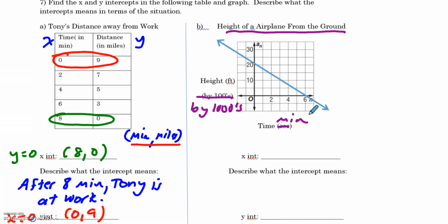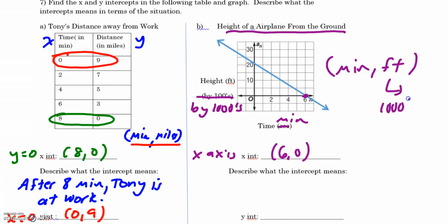So in this context, if I thought about what my x-intercept is along the x-axis, the only time this line hits the x-axis is here at 6, 0. And so my units look like my x-axis is in terms of minutes, my y-axis is in terms of feet by thousands. So if I have the point 6, 0, this means to me that after 6 minutes, the plane is at a height of 0 feet or on the ground. So I'm going to say after 6 minutes, the plane has landed on the ground.